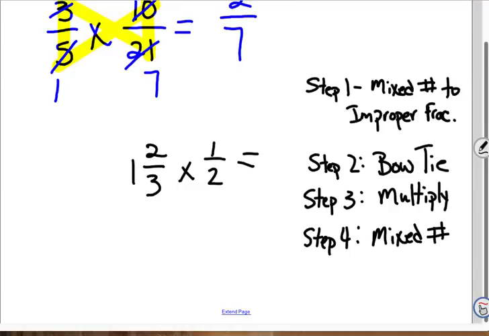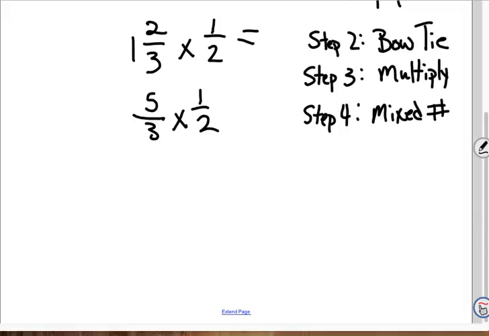5/3. 5/3. Okay. Monique, is there anything to use the bow tie with? If I put the bow tie on, can I simplify any? You are correct. I cannot. So I looked at step 2. So step 3 tells me to multiply. What do I get when I multiply, Chance? 5/6. Step 4. Can I turn it back into a mixed number? No. So I leave it alone.